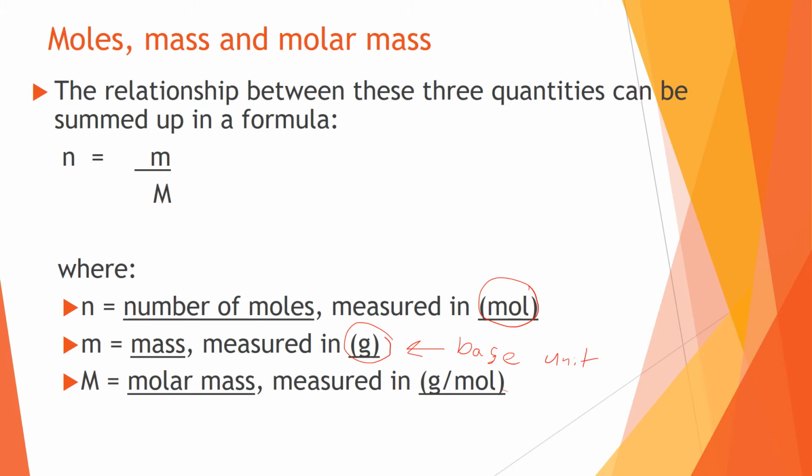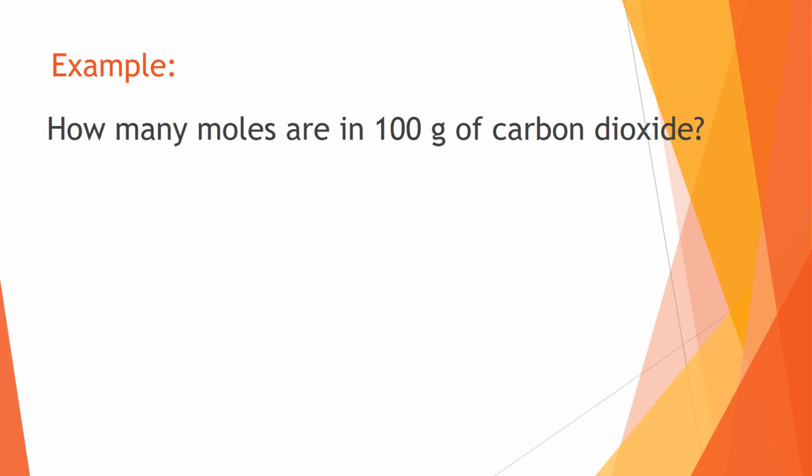And you would get this number on your periodic table, or you would have to figure it out. But you would get these numbers from your periodic table. Okay, so let's try an example.